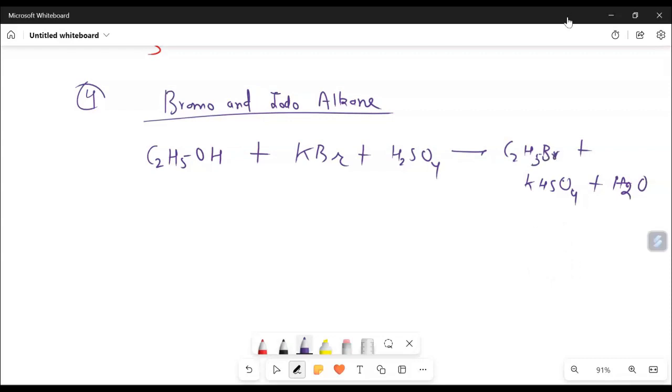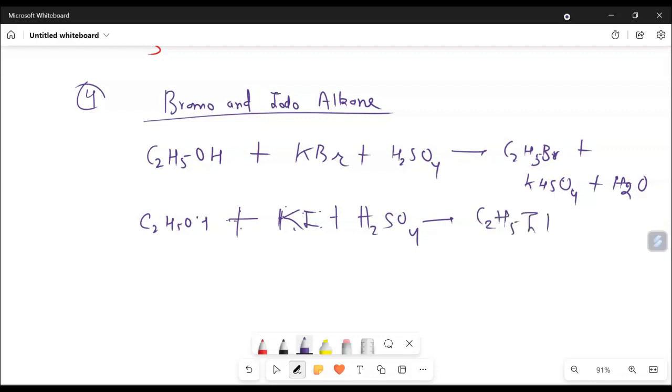The next reaction in such a scenario is also with KI: C2H5OH plus KI plus H2SO4 will give C2H5I, plus KHSO4 plus H2O. You can make bromo and iodoalkanes from here as well, okay.